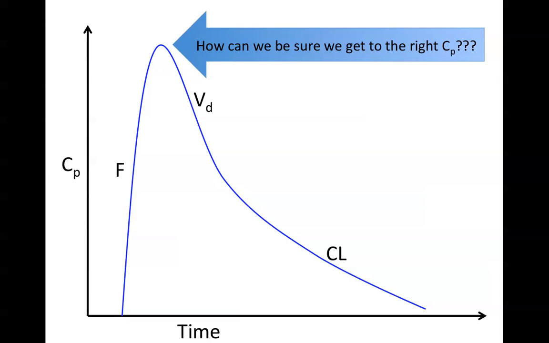So that's the curve. Now the question is, how can we make sure we get to the right plasma concentration? You know the plasma concentration that you want from animal studies or experience, and that might be really important because some drugs have a very narrow therapeutic window, which means that if you give too much drug, it can have a very toxic effect, and if you don't give enough drug, the drug won't have enough of an effect. So how do you make sure you get to the right plasma concentration?